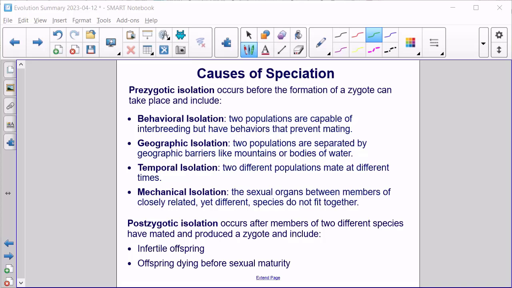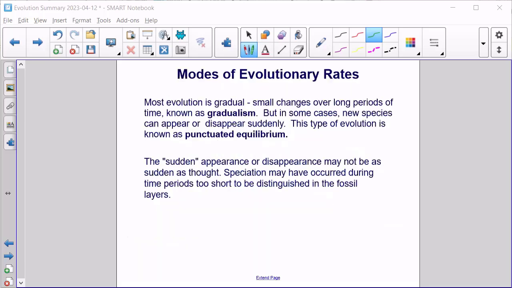Post-zygotic isolation occurs after members of two different species have mated and produced a zygote, and includes infertile offspring or offspring dying before sexual maturity.